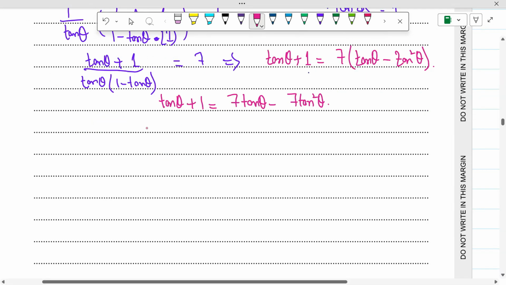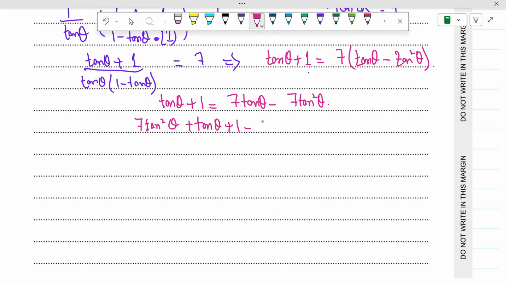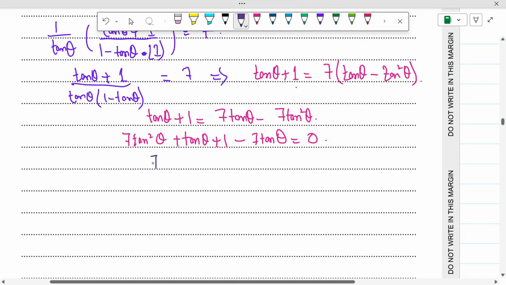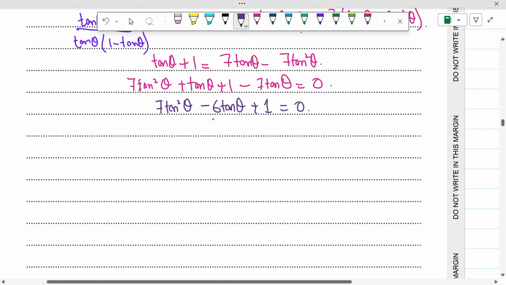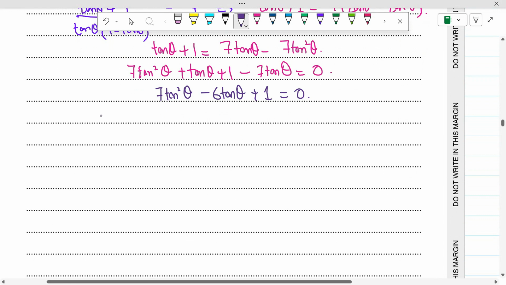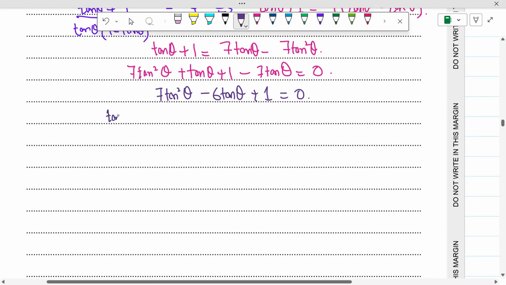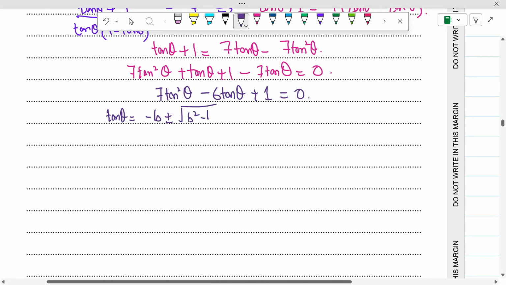So we will have tan theta + 1 is equal to 7 tan theta minus 7 tan square theta. Further solving, we will have 7 tan square theta + tan theta + 1 minus 7 tan theta equal to 0. Further solving, we will have 7 tan square theta minus 6 tan theta + 1 equal to 0. And this is a quadratic equation and can be solved by using the formula, which is tan theta is equal to negative b plus minus under root b square minus 4ac over 2a.